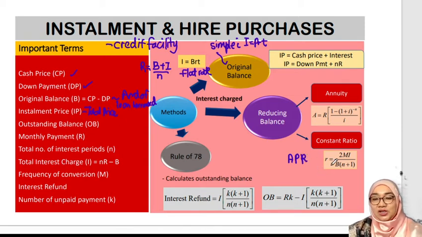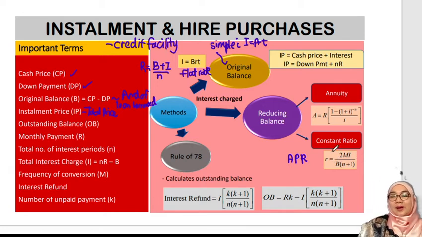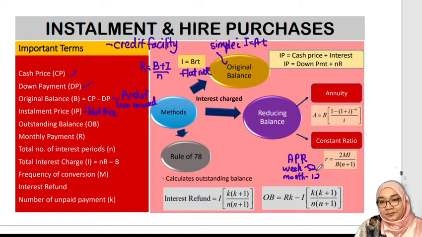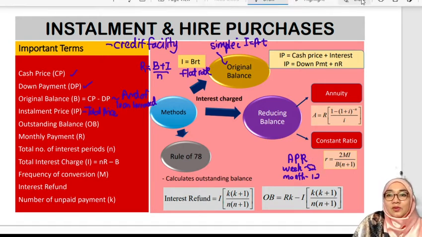Annual percentage rate R, small r equal to 2MI. So M ni adalah frequency of conversion. Katakanlah bi-weekly, you kena bayar setiap minggu. So kalau week, dia ambil 52 weeks per year. Kalau month, dia akan ambil 12 months per year. So this is 52, this is 12. Alright, clear?